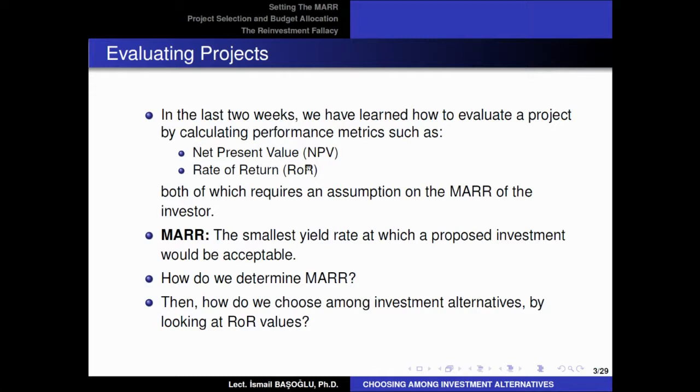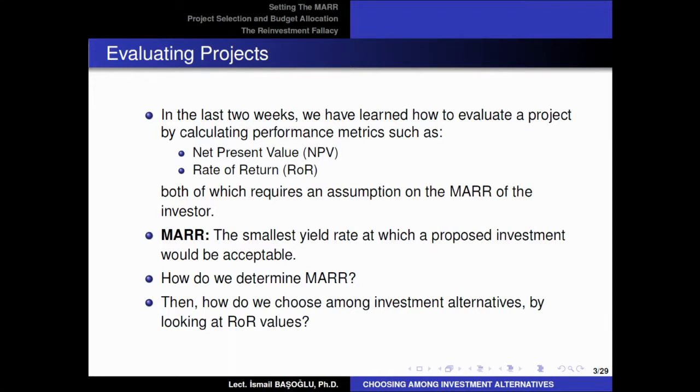So what was net present value? It is basically the discounted sum of all future cash flows discounted to today under a certain interest rate, and that interest rate requires the minimum attractive rate of return assumption, right?